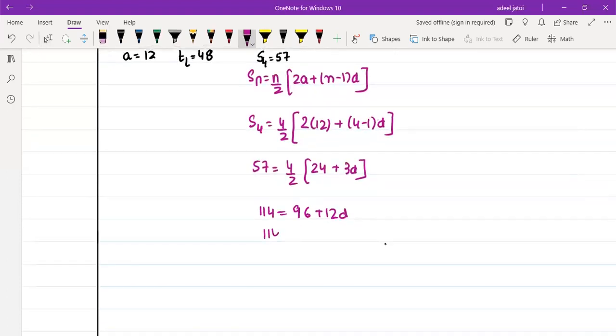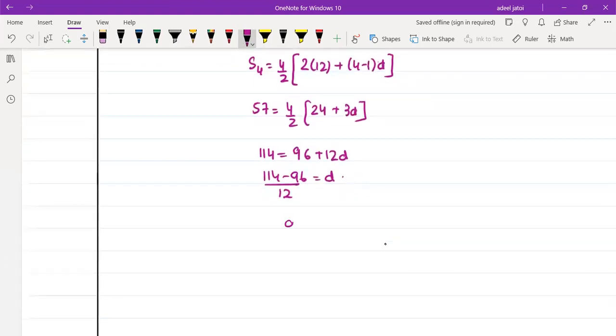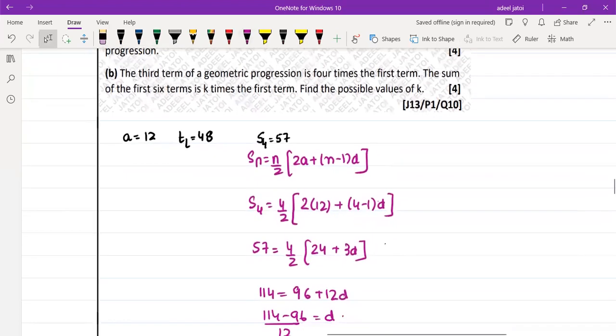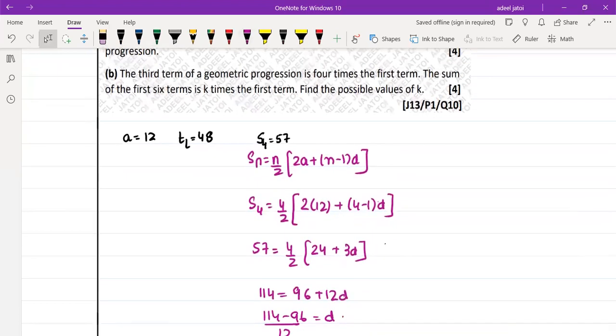So 114 minus 96, divided by 12, what we have is d. So d becomes what? 3 upon 2. So since we have d as 3 upon 2, now we need to find out the last term.